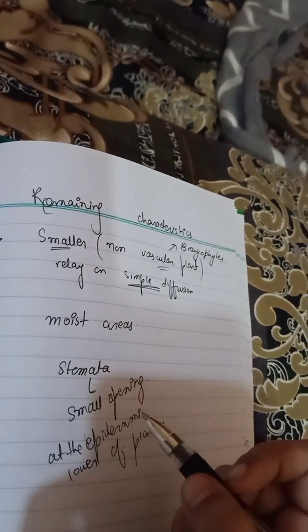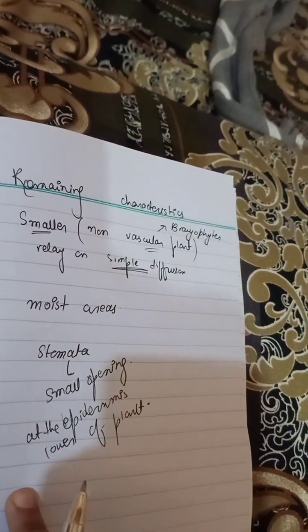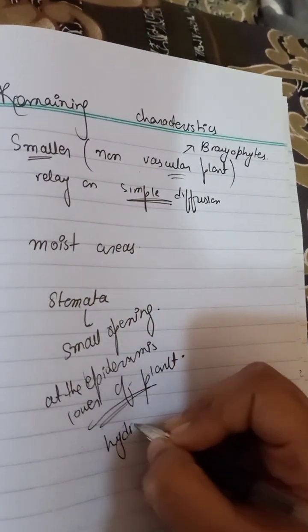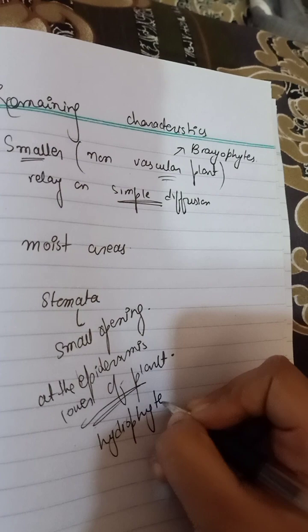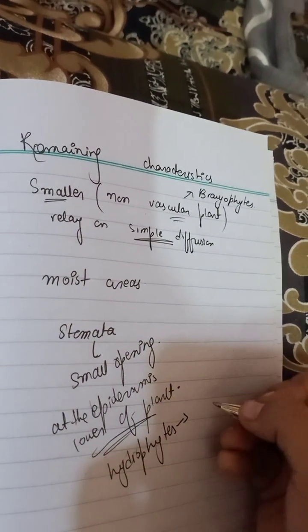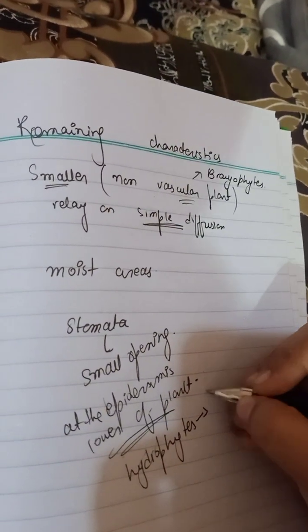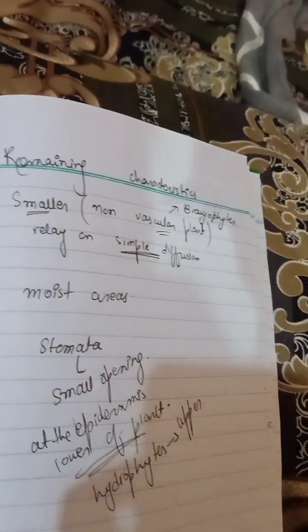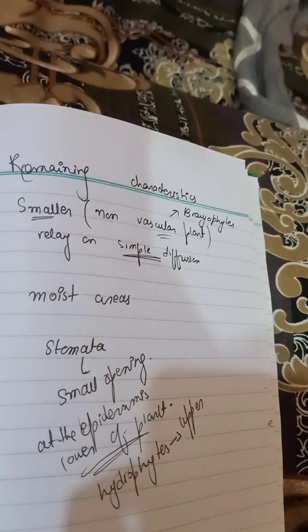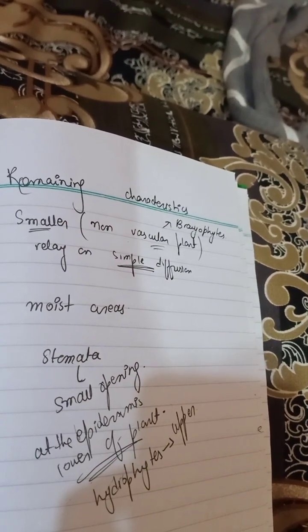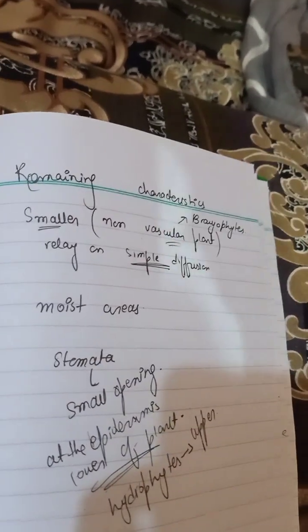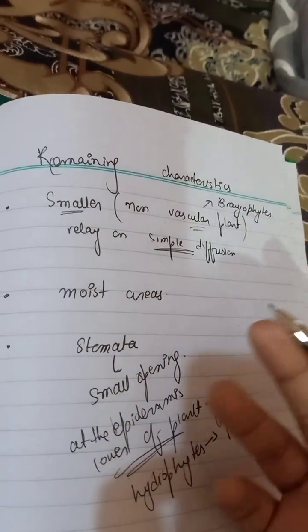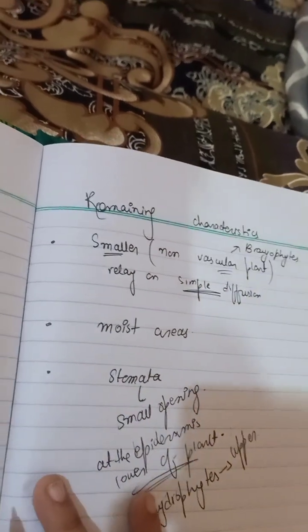So they are at the lower side. But in some plants, for example the hydrophytes, which are a group of plants, the stomata are on the upper side, the upper epidermis. Then we have the bryophytes, for example hornworts and mosses. These are the divisions of the bryophytes. They all are plants that have stomata.